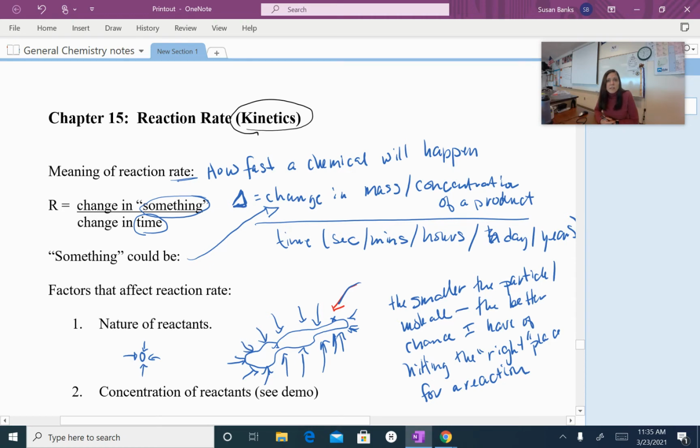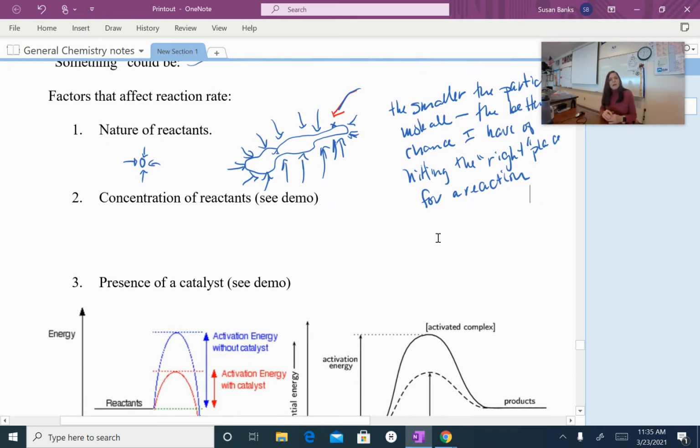So smaller molecules end up usually having much higher reaction rates because there aren't that many places for that molecule to be in contact with the other molecule that it needs to react with. Concentration. Let's think about this. If I have a bin that just has a few molecules in it, or if I have a bin that has a bunch of molecules in it, which bin has a better chance of hitting another molecule? This one does, right?